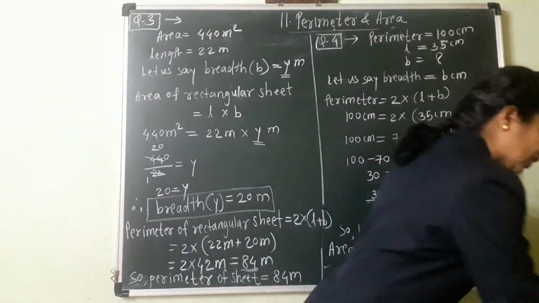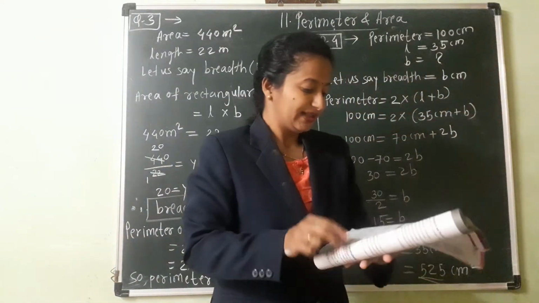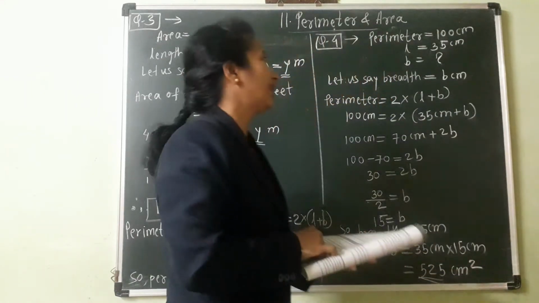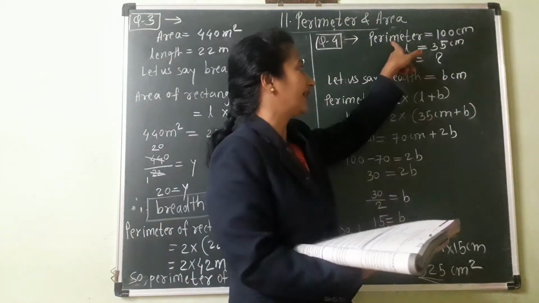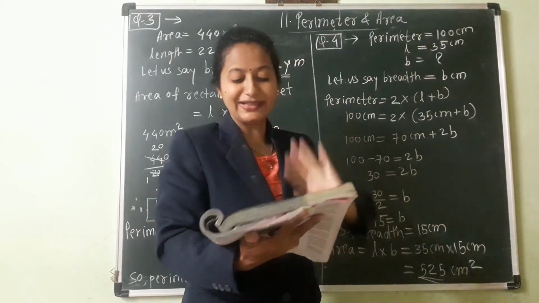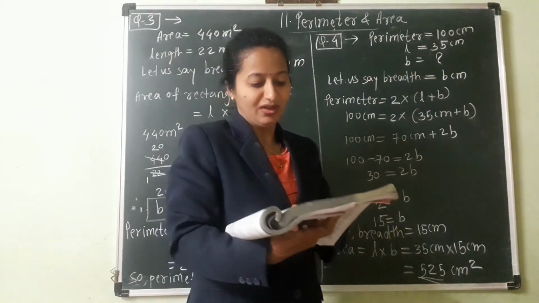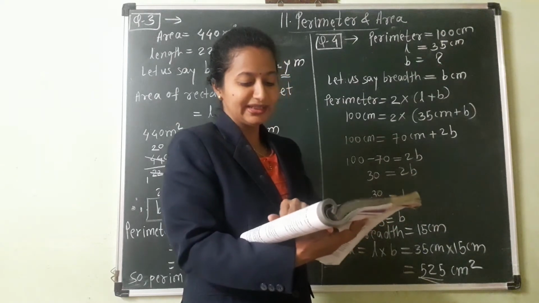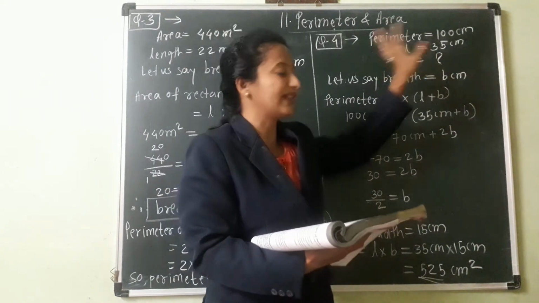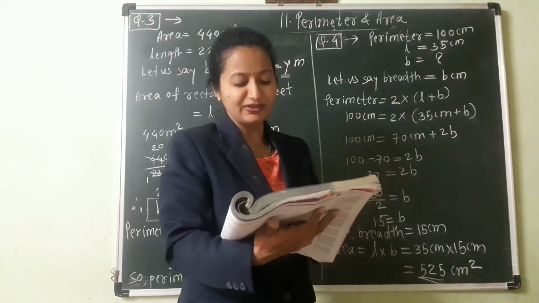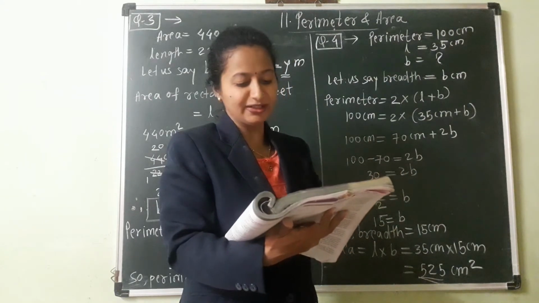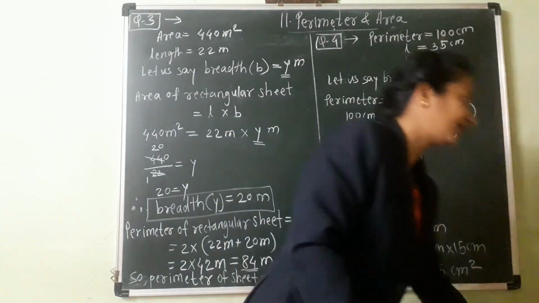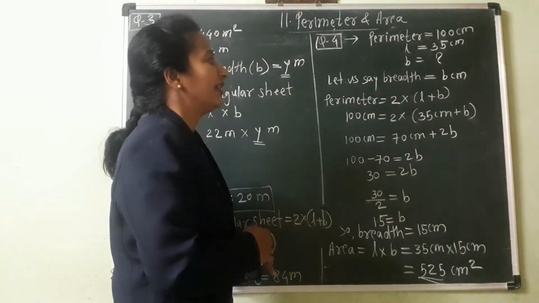What is given in the question and what do we have to find? See question number 4. The perimeter of a rectangular sheet is 100 centimeter. Meaning the perimeter is given here. Again this is a rectangular sheet. Perimeter is 100 centimeter and the length is 35 centimeter. Means L is 35 centimeter. Find the breadth of the rectangle, and also find its area. We have to find the breadth first and then the area.